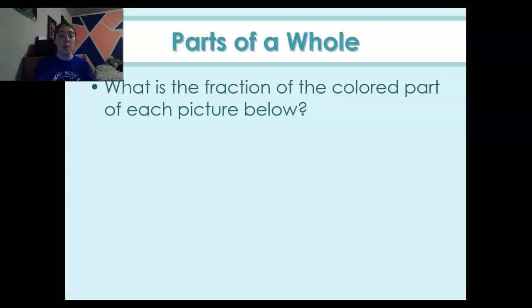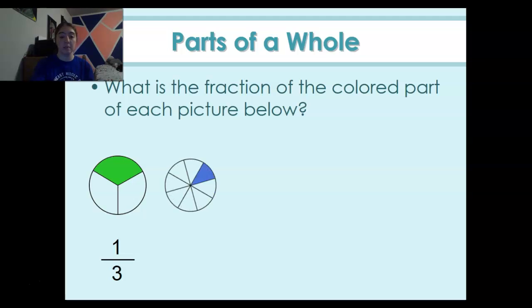So we're going to look at this. What is the fraction of the colored part of each picture below? So again, when we're looking at a picture, we need to first count up the whole pieces. So with this one, we have 1, 2, 3 pieces, so that would be our denominator, and only one of them is colored, so that would be our numerator. So out of this, we have 1/3 of our circle shaded in.